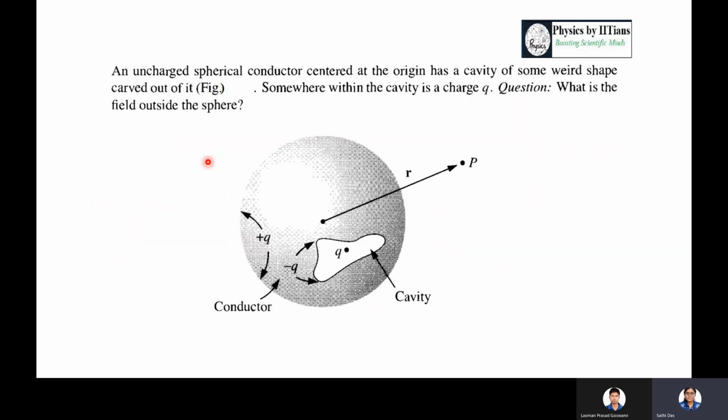So don't worry. This is your homework: an uncharged spherical conductor centered at the origin has a cavity of some weird shape carved out of it. Somewhere within the cavity is a charge, small q. Now the question is, what is the field outside the sphere? So this is the conductor, a spherical conductor, centered at the origin, and here is a weird-shaped cavity. Okay, and within the cavity there is a charge plus q. Now what is the field outside the sphere? What do you think?